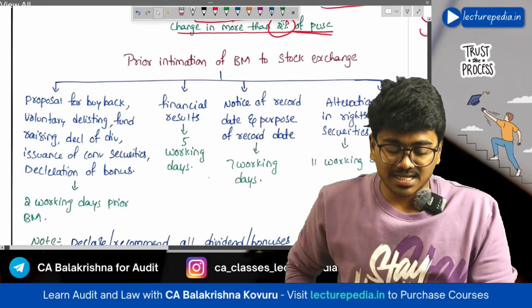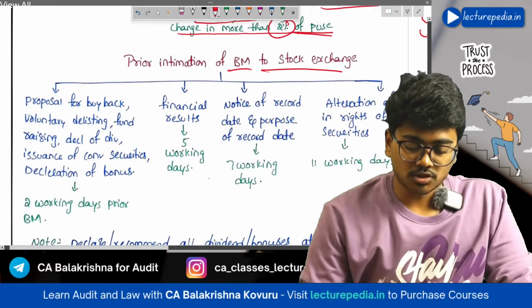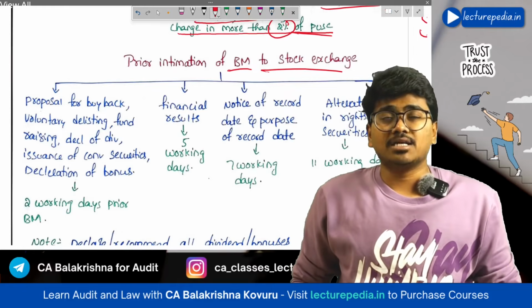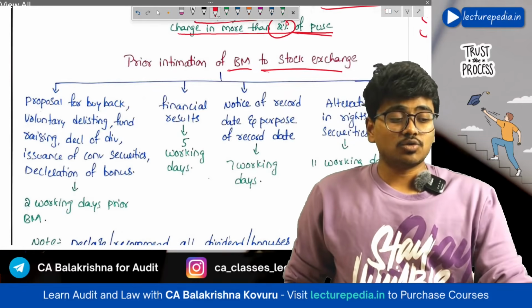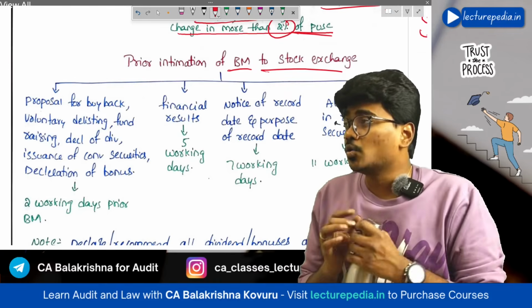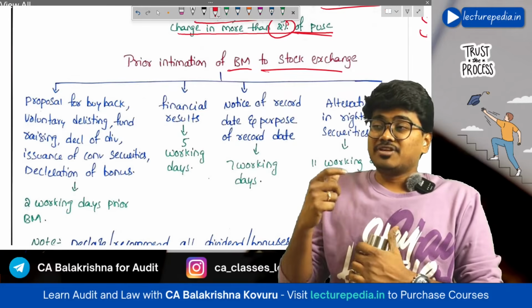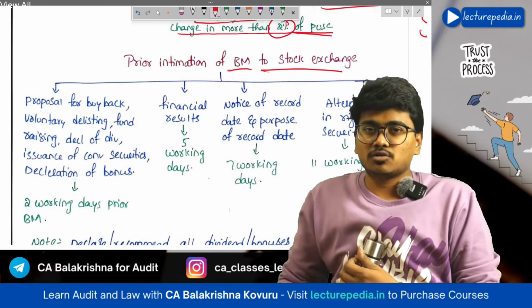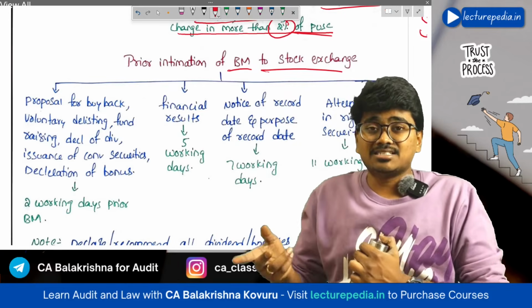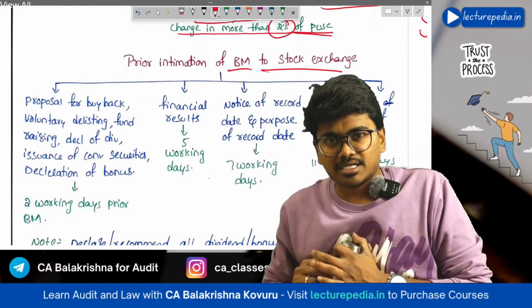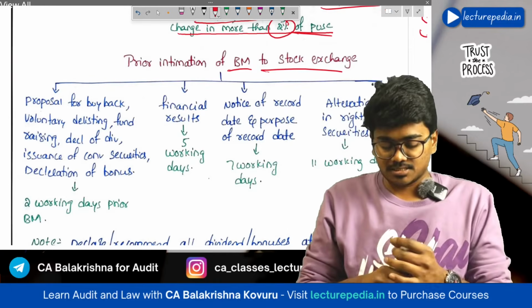Next, prior intimation of board meeting to the stock exchange. Now, whenever the company conducts a board meeting, it has to intimate the stock exchange that we are going to conduct a board meeting. The time limit within which you have to intimate the stock exchange varies based on what you are going to discuss in such board meeting. Okay, let us see.